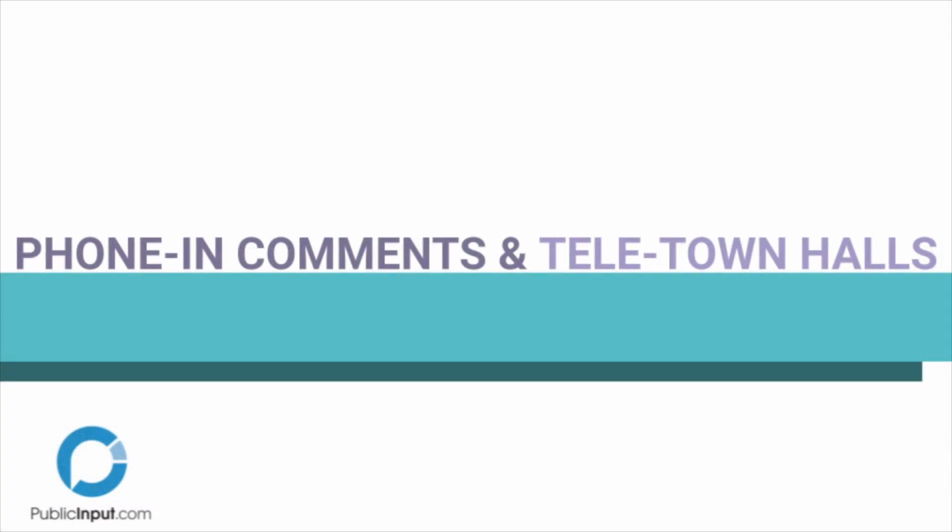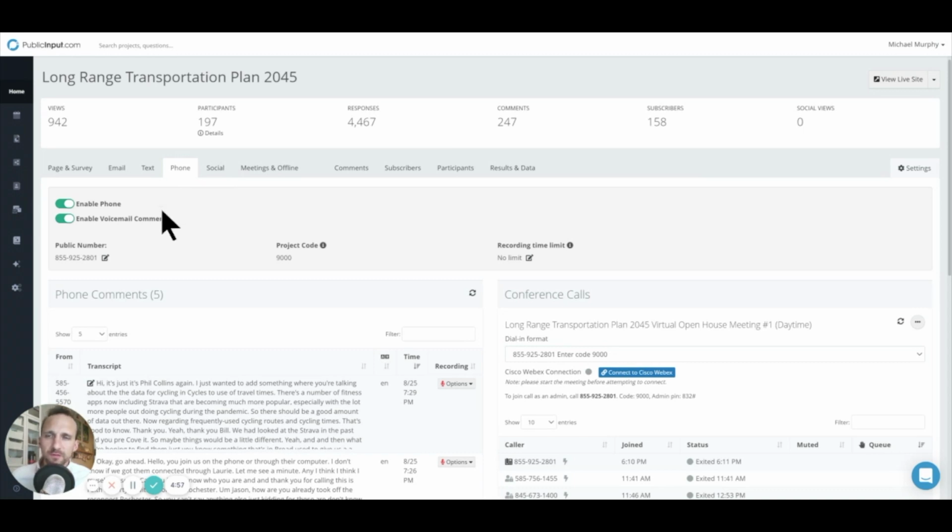Next is the phone tab. At the phone tab, we'll assign a phone number and a project code. This is where people can call and leave voice comments about the project. This is a way that you can also receive voice comments and take testimony for virtual public meetings. We can tie in this phone line with an online virtual public meeting.